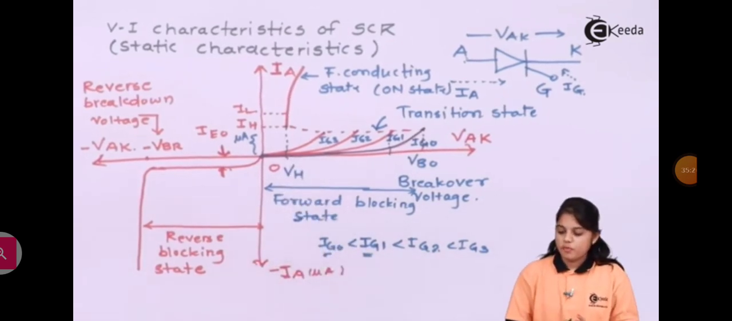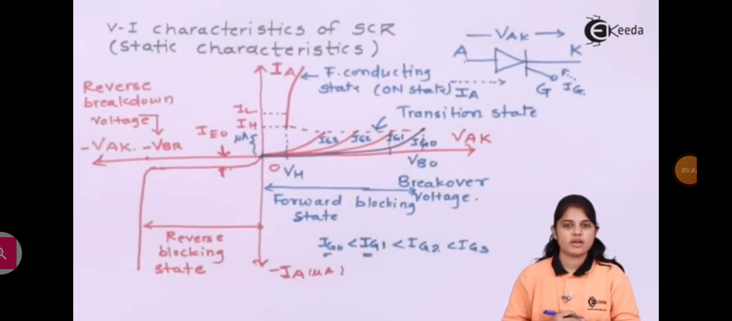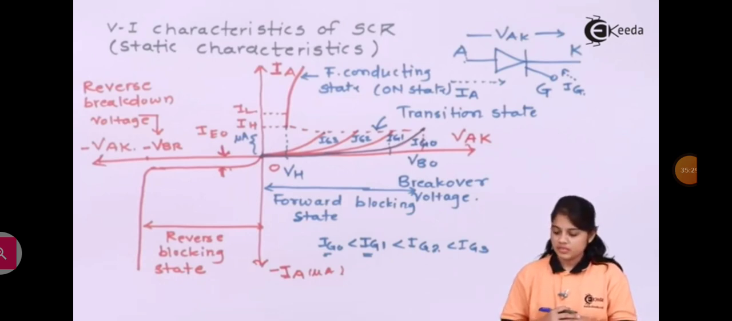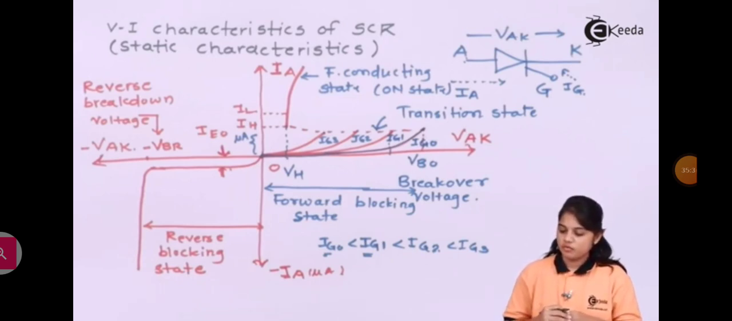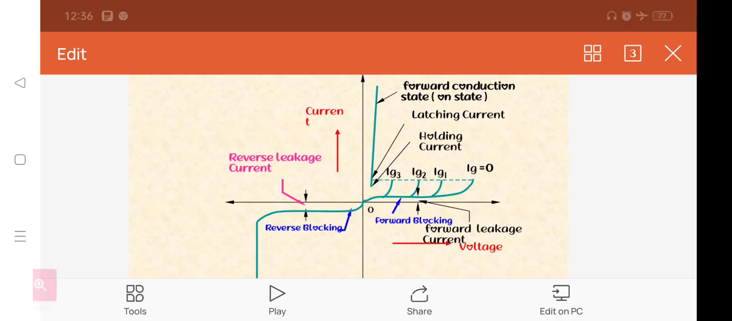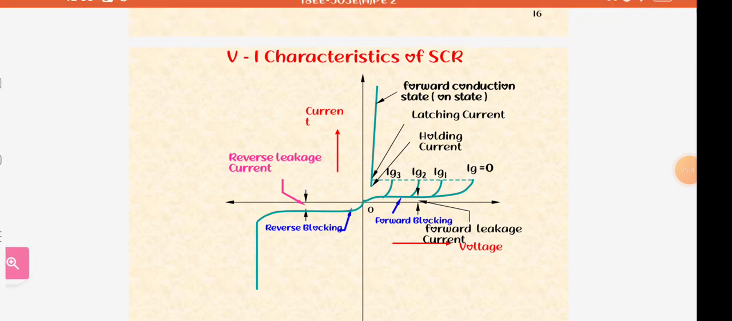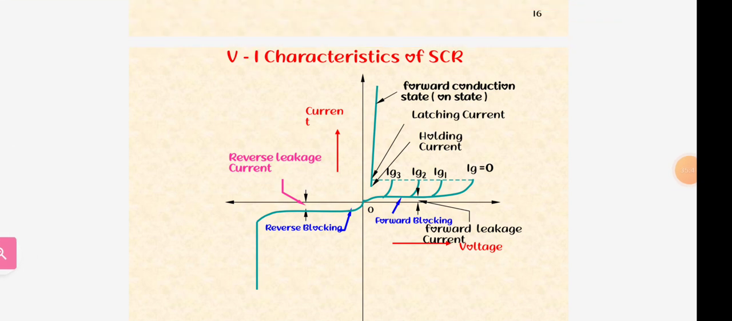So I hope you all have understood the current and voltage characteristics, and the different states of the voltage and current characteristics. Now in the next video we will see the basic terms which we have seen in the voltage and current characteristics, and how these terms are important. So you can watch the YouTube video, a detailed explanation of the VI characteristics of SCR.